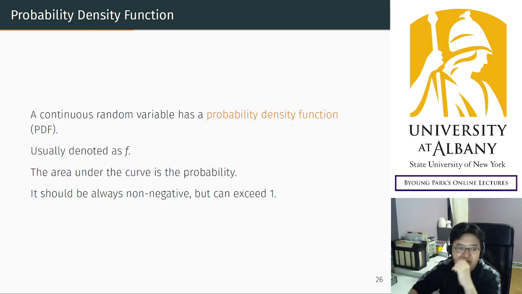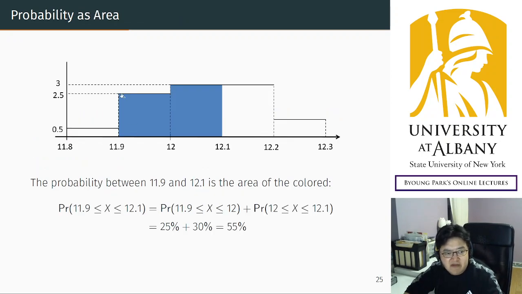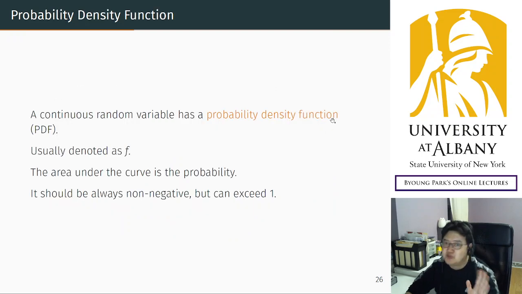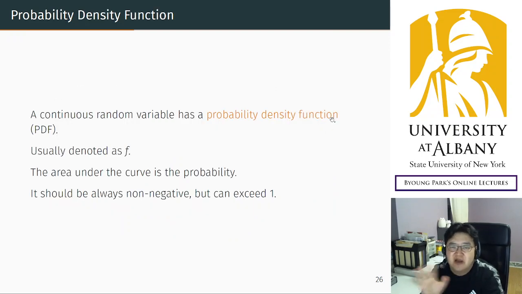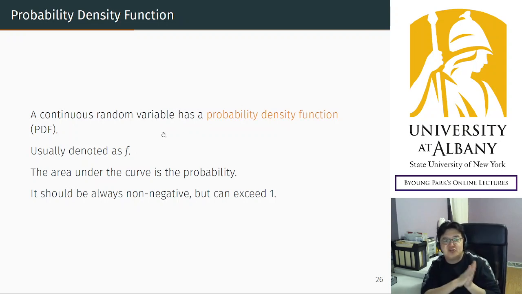That graph is important. That's what determines the area, and so the graph is what determines the probability distribution. That graph is called the probability density function, which is usually denoted as lowercase f. Remember, the CDF, the cumulative distribution function, was denoted as a capital letter F, but now the PDF, probability density function, is denoted as lowercase f.